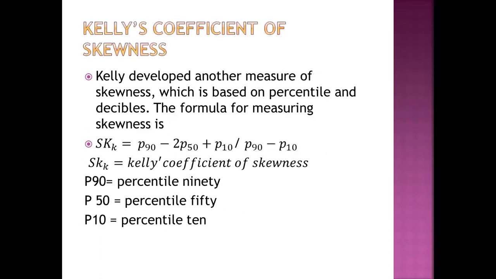So third is the Kelly coefficient of skewness. Kelly developed another measure of skewness which is based on percentiles and deciles. The formula for measuring is P90 minus 2 P50 plus P10 divided by P90 minus P10. So P90 is the percentile 90, P50 is the percentile 50, and P10 is the percentile 10.